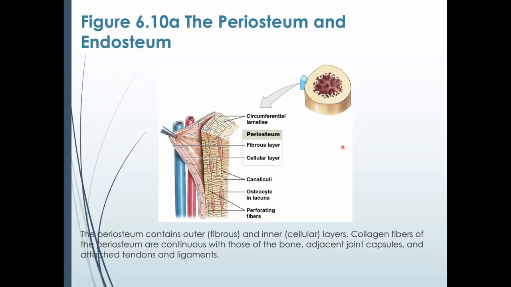So this is getting a little view. And so here is a little cutaway of a long bone. You can see here, you're going to have your circumferential lamellae. Okay. And then on the outer part, we're looking at the periosteum. This periosteum includes a fibrous layer on the outside and the cellular layer on the inside. Okay. You can see all of the other parts of the bone that we've discussed.